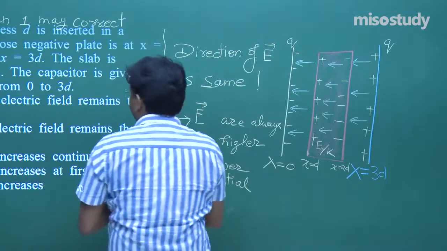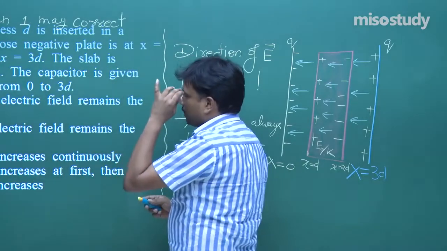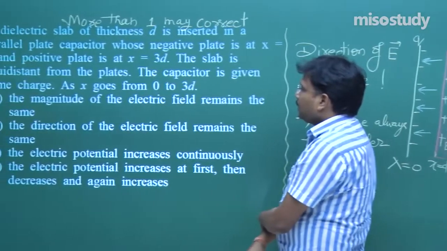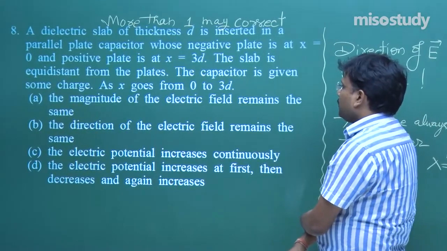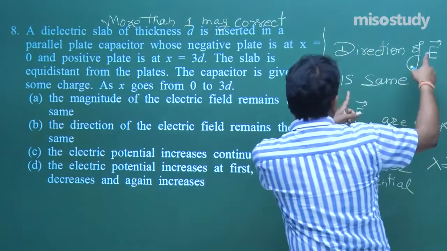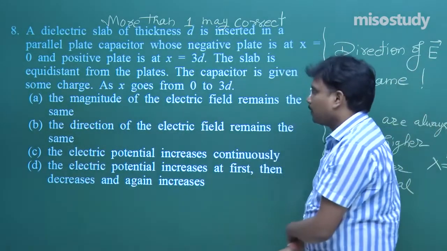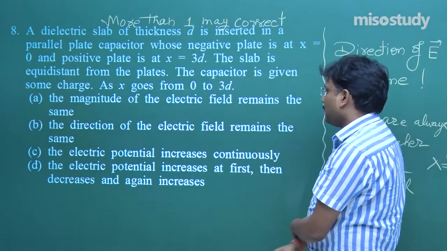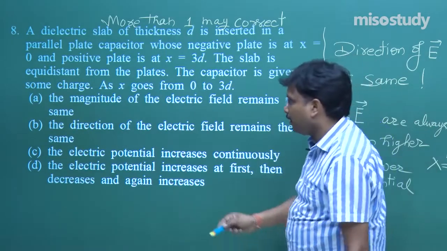Fine. Now let us try to read these options. The magnitude of the electric field lines remains same. No, I have not mentioned that, I talked only about direction. Okay. The direction of electric field lines remains same. Yes, correct.